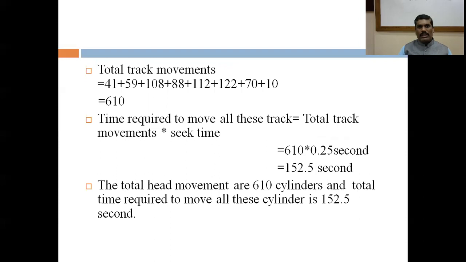So total track movements in this case are 41 plus 59 plus 108 plus 88 plus 112 plus 112 plus 70 plus 10. So total track movements are 610. So time required to move all these tracks is equal to total track movements into the seek time. So 610 multiplied by 0.25 second is equal to 152.5 seconds. So total head movements are 610 cylinders, and the total time required to move all these cylinders is 152.5 seconds.